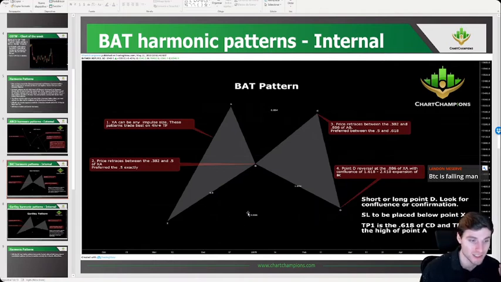From that 618, you want to see a decline in price, and you're going to be looking for the 886. And this is the 886, between X and A.